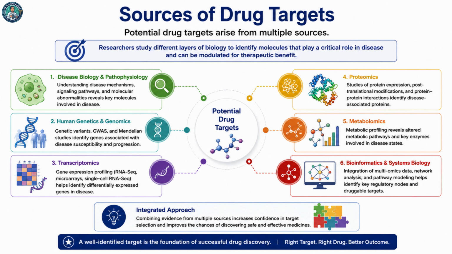Potential drug targets can originate from many sources. Researchers may study disease biology, human genetics, gene expression patterns, proteins, metabolites, and molecular interaction networks. Modern drug discovery integrates data from multiple scientific disciplines. This multidisciplinary approach increases confidence in target selection and improves the chances of identifying therapeutically relevant molecules. Let us now examine these sources one by one.